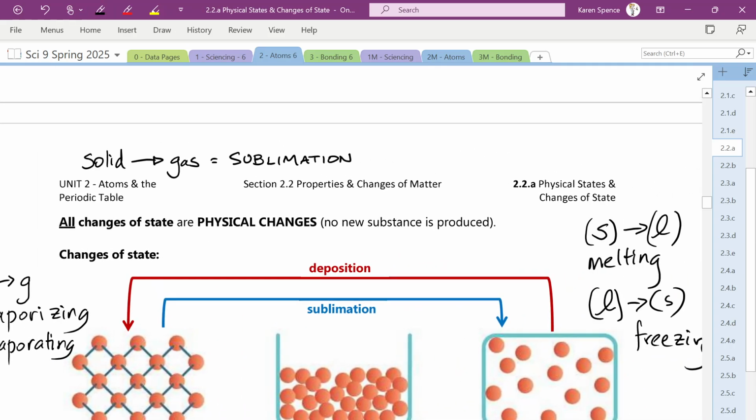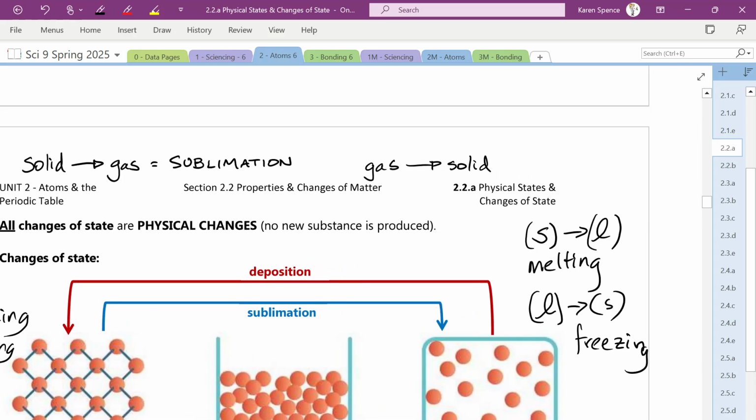There is also a word for when it goes from gas directly to solid. And that word starts with a D. And what it's doing is it is depositing. So it's called deposition. It deposits. Deposition.